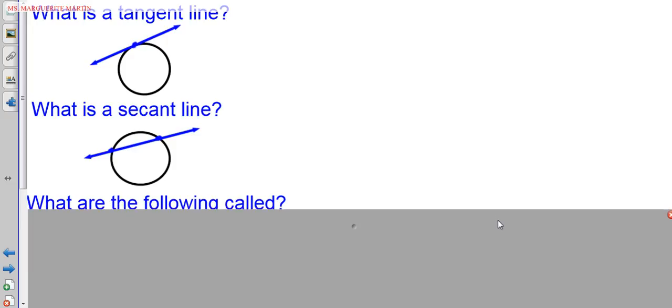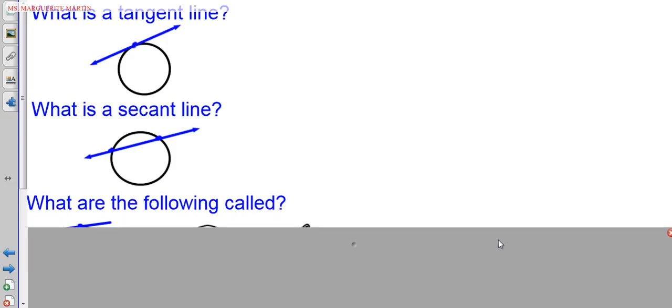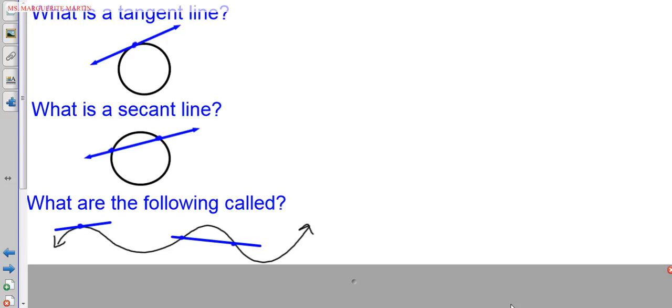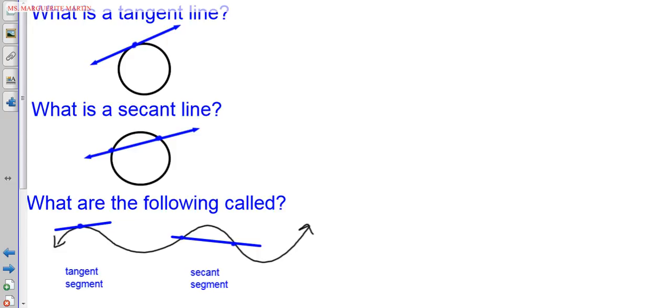Now, what are the following called? Draw this diagram. When I say the following, I'm referring to what's in blue, not the black graph, but what's in blue in relation to the black graph. Neither one of these blue things are lines, they're both segments. The first one is a tangent segment. The second one is a secant segment. So sometimes we'll be talking about tangent lines, sometimes tangent segments, sometimes secant lines, sometimes secant segments.